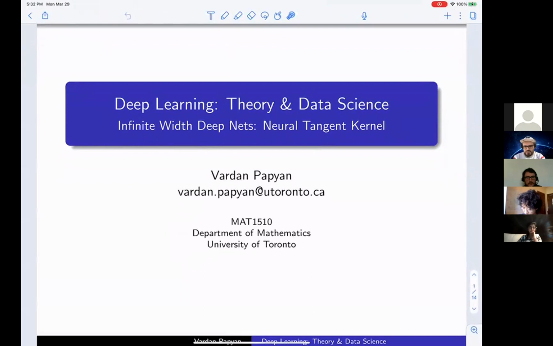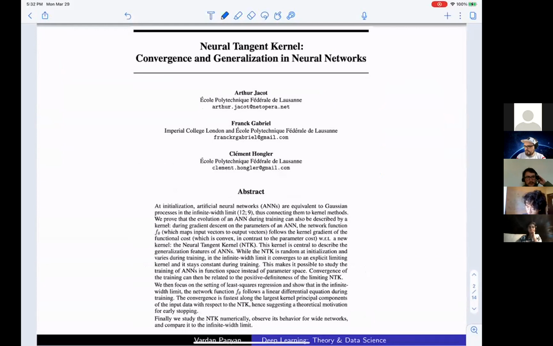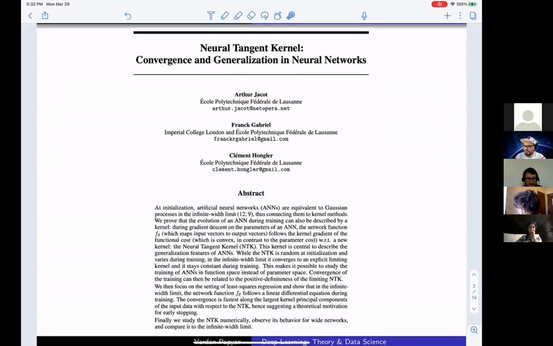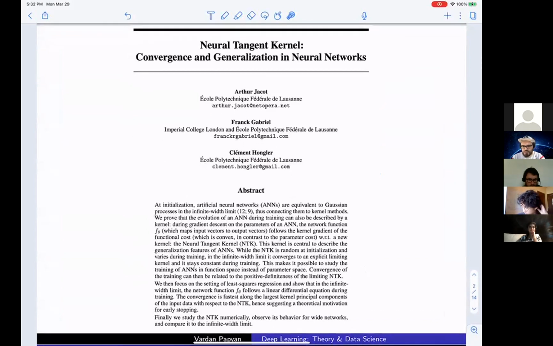What is the neural tangent kernel, which is abbreviated as NTK? So the idea is as follows. There was a paper by Arthur Jacot, Franck Gabriel, and Clément Hongler, which is called Neural Tangent Kernel: Convergence and Generalization in Neural Networks. Let us read some part of its abstract. Hopefully, you will understand some of the words that are being used there.